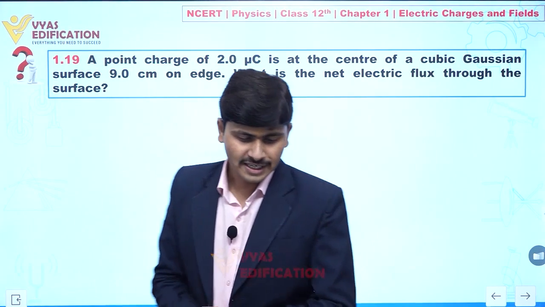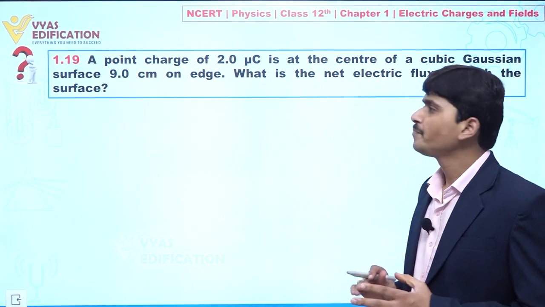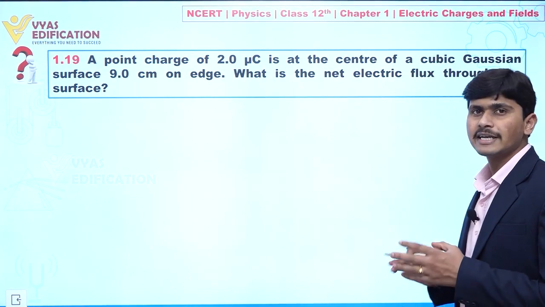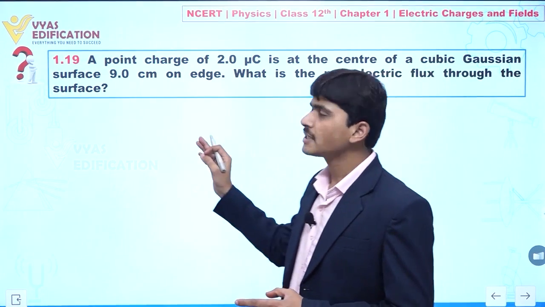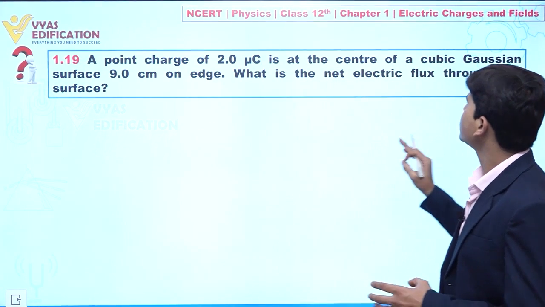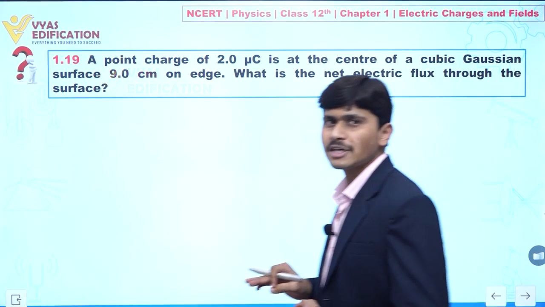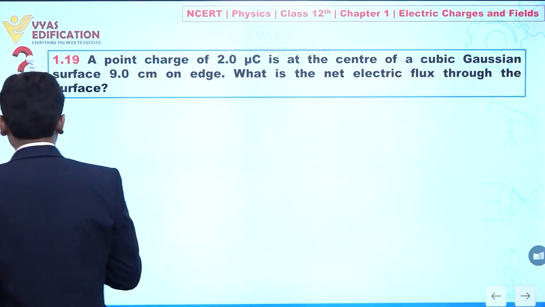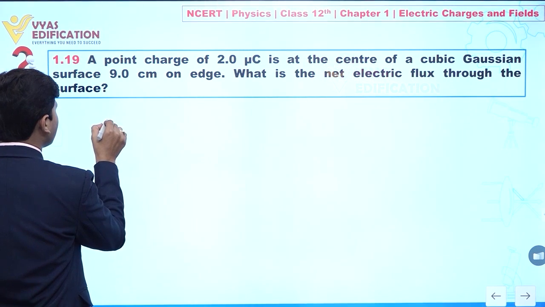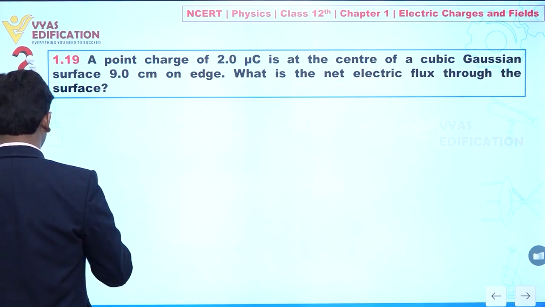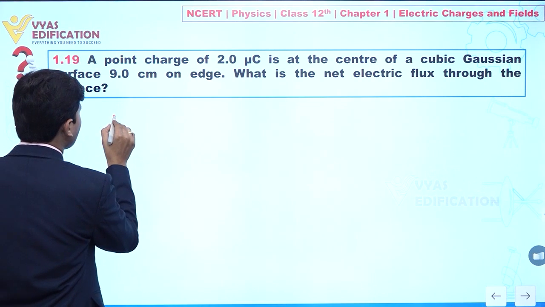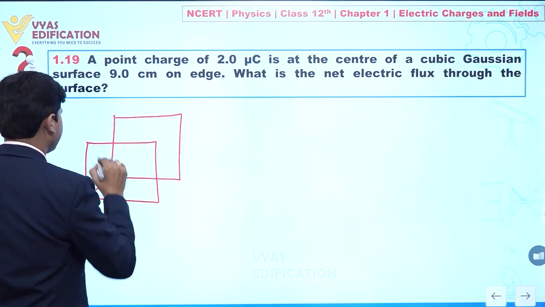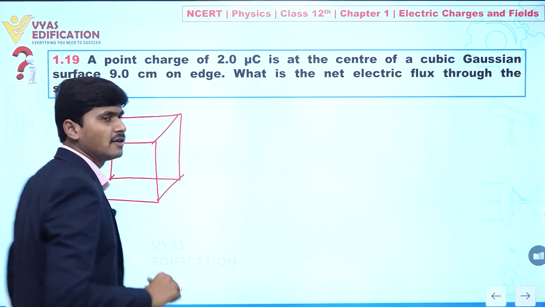Now we are going to start question number 1.19. In this question it is given a point charge of 2 microcoulomb is at center of a cube Gaussian surface 9 cm on edge. What is net electric flux that is passing through this surface? Clear? So in this question it is given to us. Let's suppose here we have a cube. Let's suppose this is a cube. Clear? So this is cube.